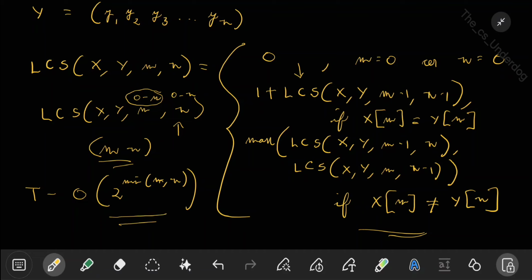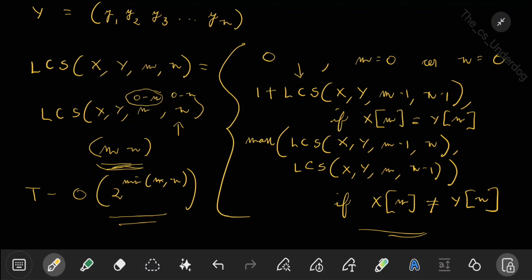Total number of calls, we already said, is 2 power n. But I'm saying the possible different or independent recursive calls are m into n. So how is it reaching order of 2 power n? It is reaching order of 2 power n because it is continuously calling the same call repeatedly. This is what we understood.